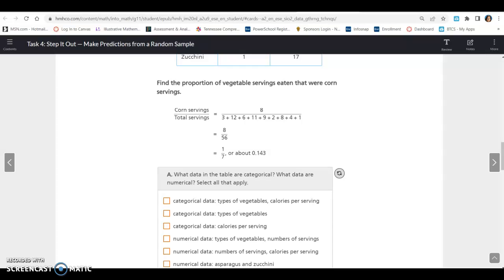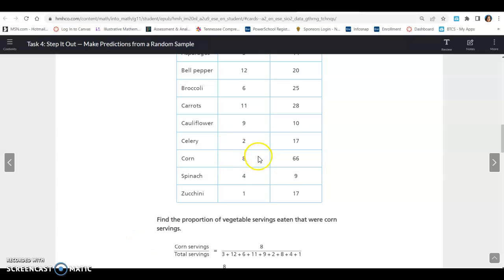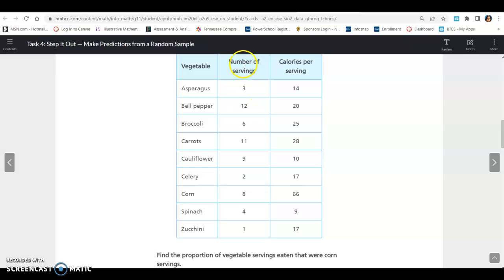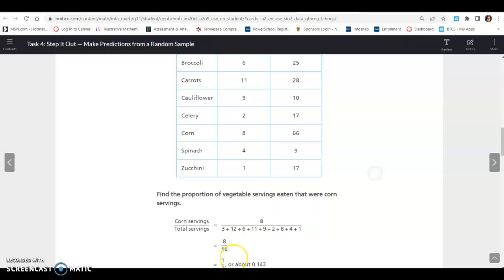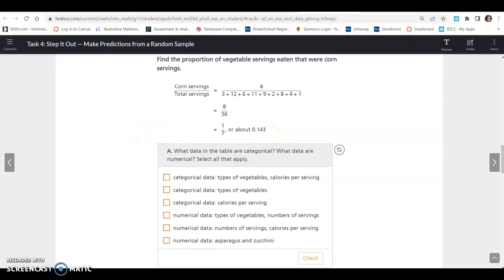All right, so find the proportion of vegetable servings eaten that were corn servings. So you would do corn out of total servings. You can see here in the table that it's 8, and then total servings would come by adding up all the numbers of servings together. So that's what they did. They took 8 and then divided that by the sum of all the servings here. So 8 over 56 can be reduced to 1/7. So about 14.3% were corn.